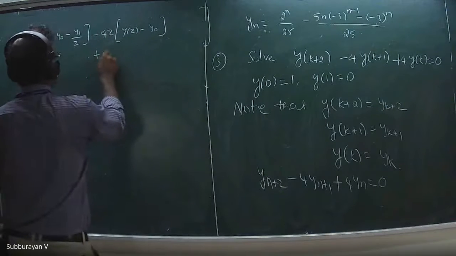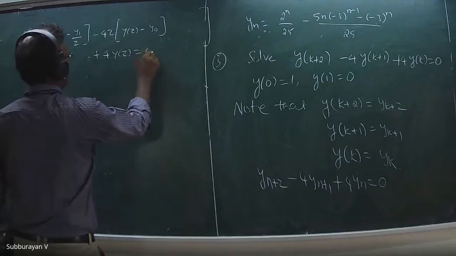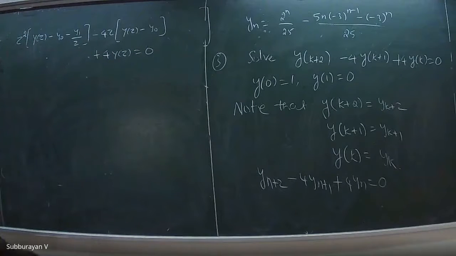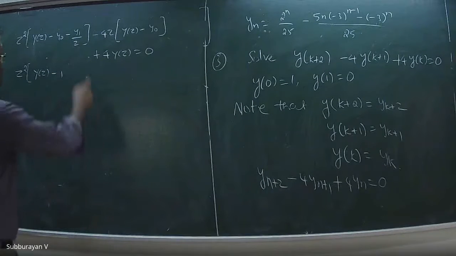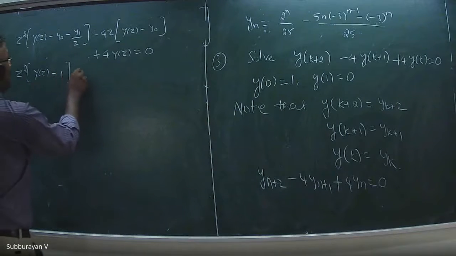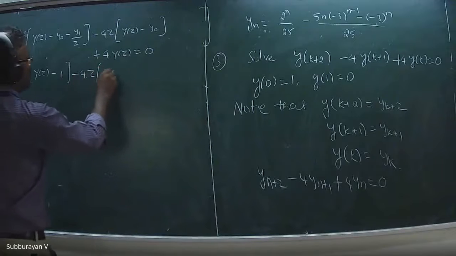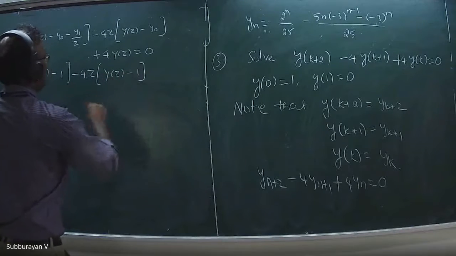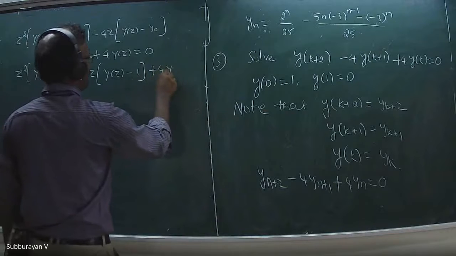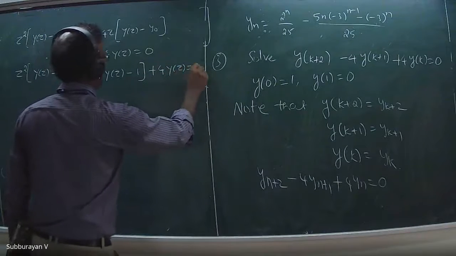Okay, plus 4 into y of z equal to 0. Fine. Now, what is the value of y0? y0 is 1 and y1 is 0. Therefore, this is z square into y of z minus 1, but y1 is 0, minus 4z into y of z minus 1, plus 4 into y of z equal to 0.